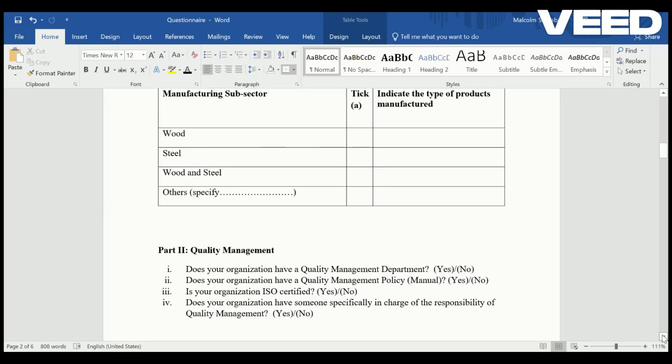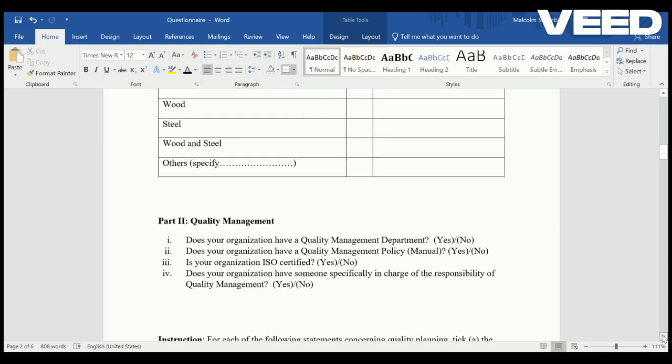Then part 2 of my questionnaire discusses the independent variable, which is quality management. It searches for information on whether that variable is being practiced, for example, whether quality management is being practiced in this organization which I'm examining. So the second part investigates the independent variable, which is quality management.